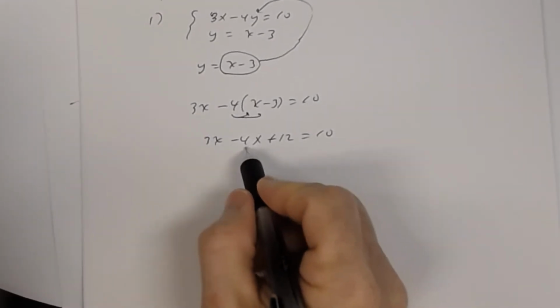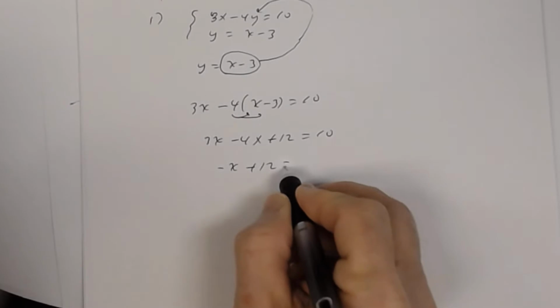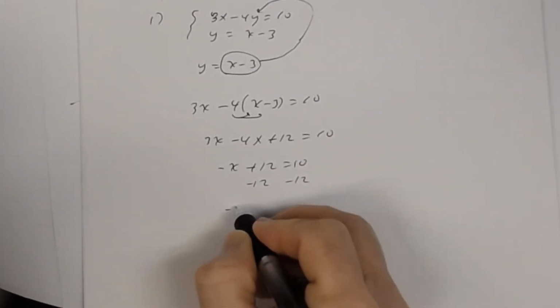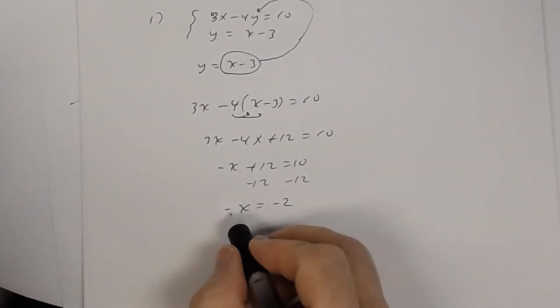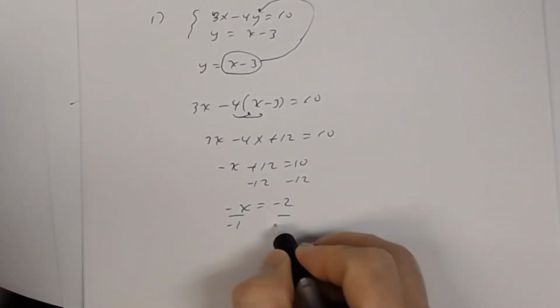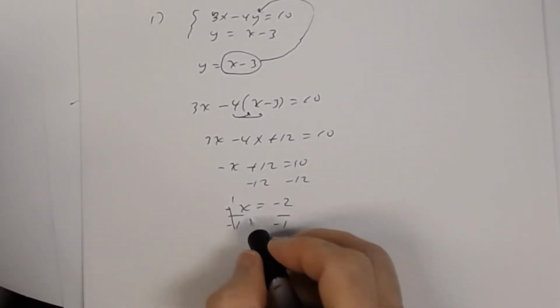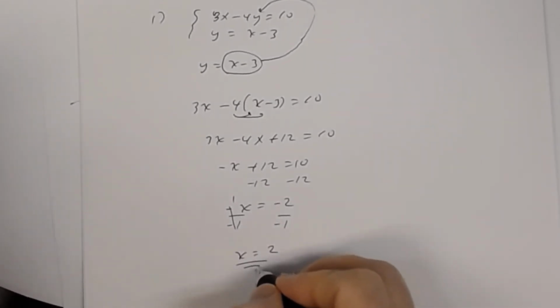Combining like terms, 3x minus 4x is a negative x, plus 12 equal 10. Subtract 12 from both sides. I get a negative x equals a negative 2, but remember you've got to get x by itself, so divide both sides by negative 1. The negative 1's divide out, so 1 times x is x, equal to a positive 2. So that's the x coordinate.